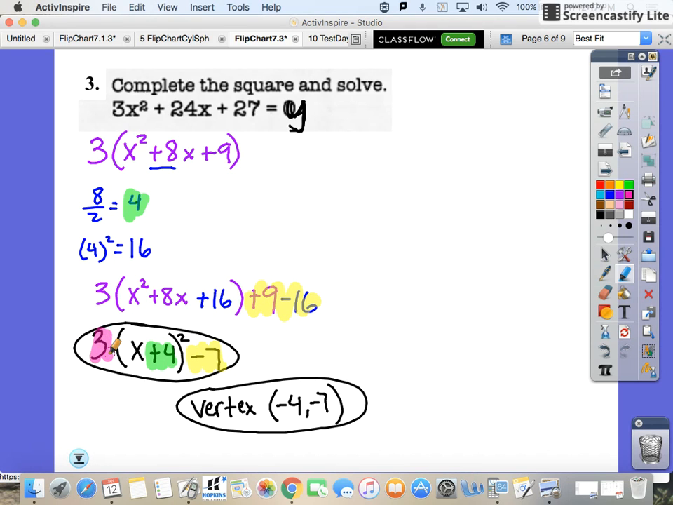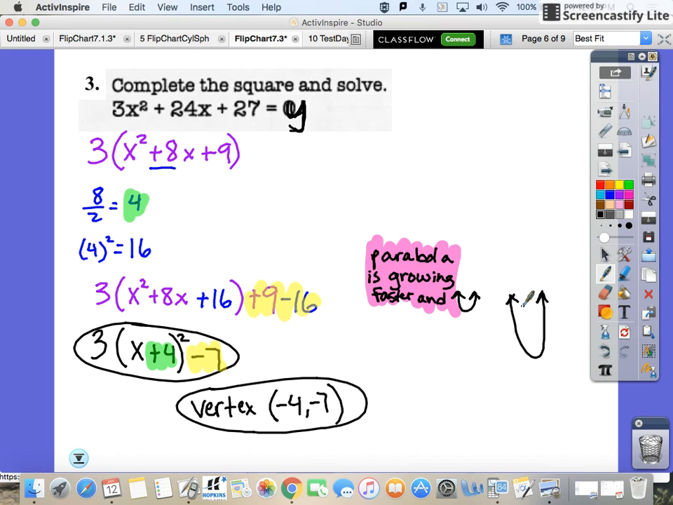This just says the parabola is growing faster and upwards. So it just means it's going to be a little bit thinner than the original. The original looks like this. The new version with that 3 out front is going to be a little thinner because it grows quicker.